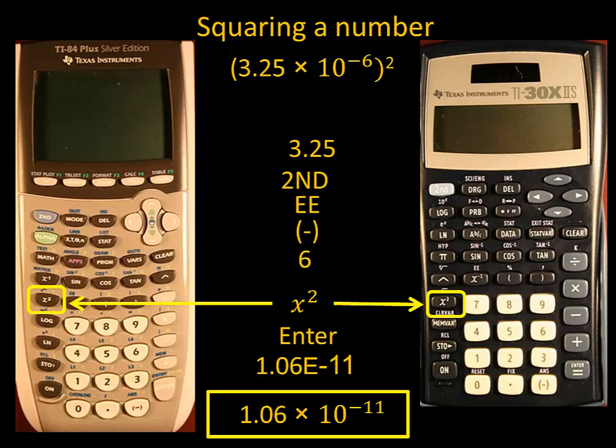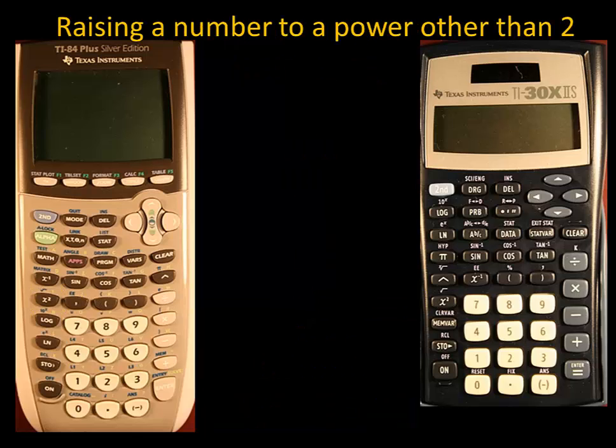Moving right along, we can do more than just square numbers. We can raise a number to a power other than 2. In this example, we're going to be raising a number to the 5th power, but this same technique and the keystrokes we use would work for negative powers or decimal powers. You could raise a number to the 3.29 power if you wanted to. But here are the keystrokes for this problem.